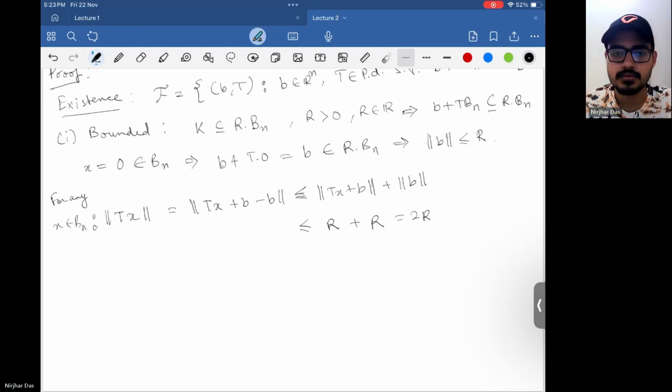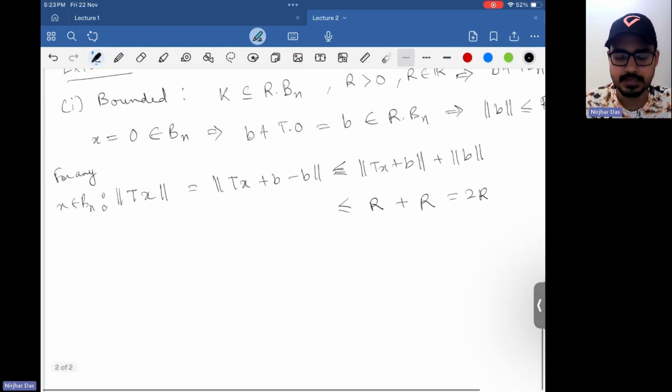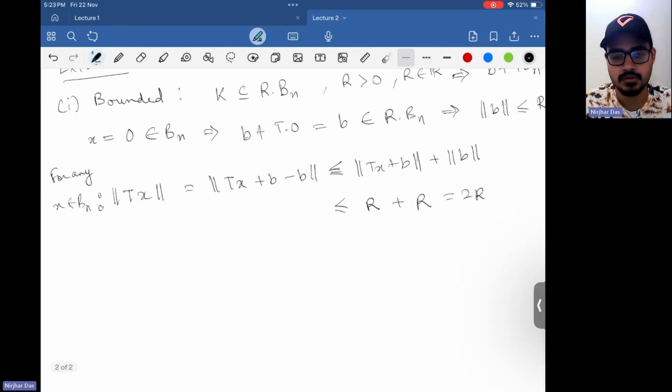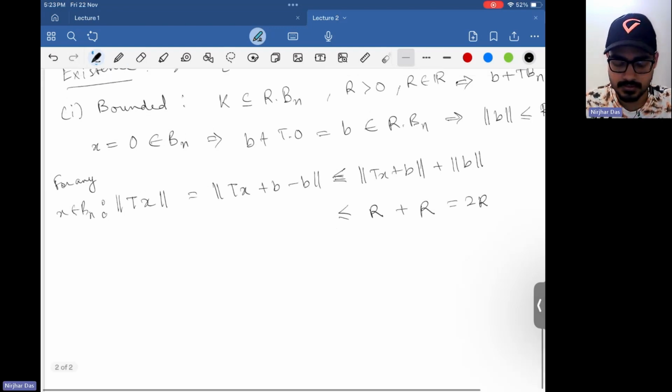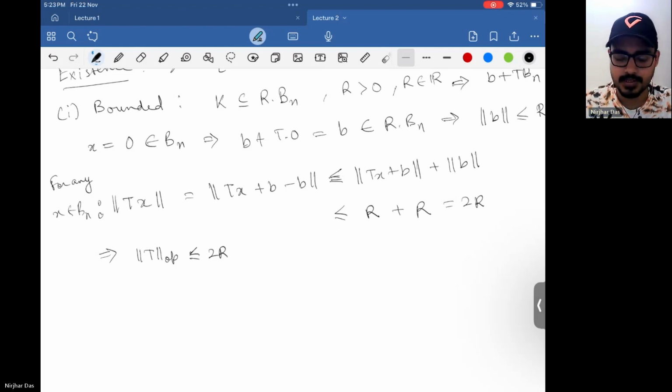And so what we can conclude is that the operator norm, so this is also the definition of the operator norm. If we look at the definition of the operator norm, it says it's the maximum of the norm of Tx where x belongs to the ball. So this implies that the operator norm of T is less than or equal to 2R.